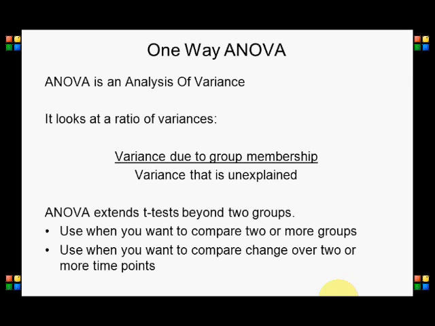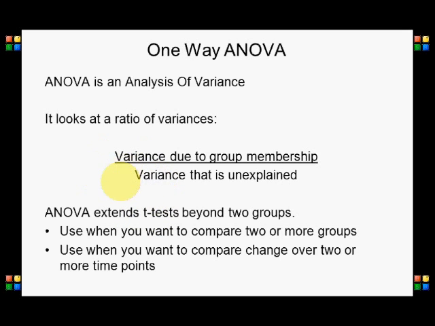Now, ANOVA is an analysis of variance, and it looks at the ratio between the variance that is caused by group membership or individual differences that I can explain, and I compare that to the amount of variance that I have no idea why it's caused and I can't explain it. So you can think of it as a ratio of variance explained divided by variance that is unexplained. Variance due to group membership, variance that I have no idea why it's there.